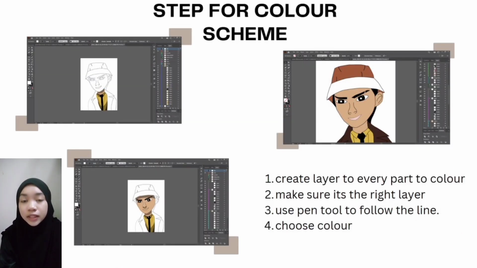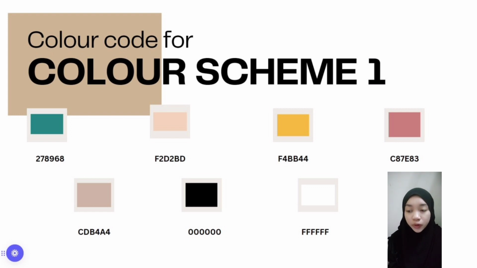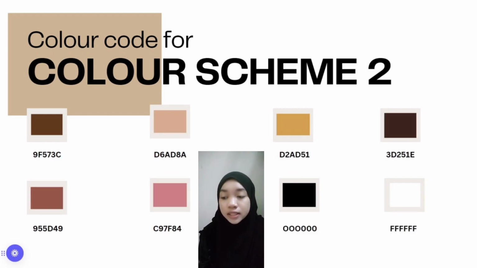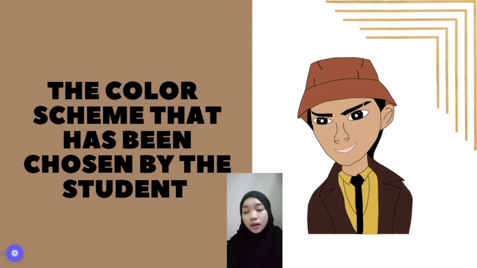First, create a layer for every part to color. Second, make sure it's the right layer. Third, use pen tool to follow the line. And the last one is choose color. As you can see here, for the first color scheme I use 7 colors. And for the second color scheme, I use 8 colors. From these 2 color schemes, I choose the second, and this is the color scheme that has been chosen by me.